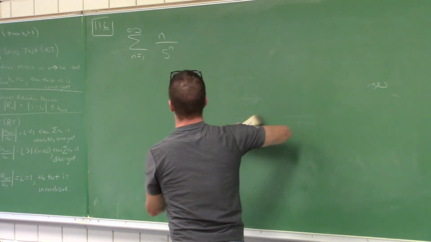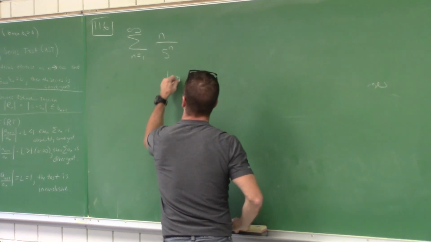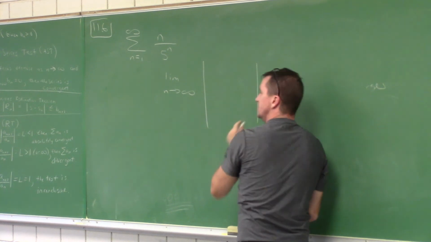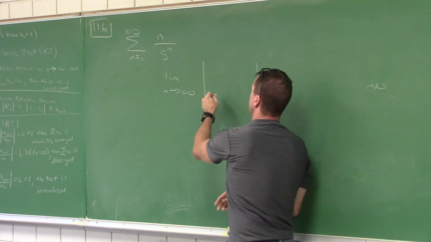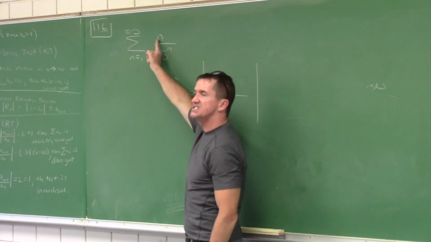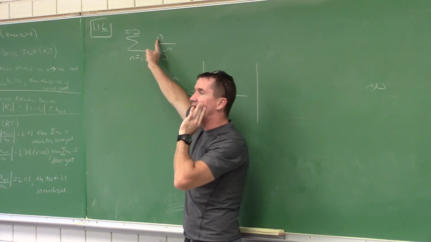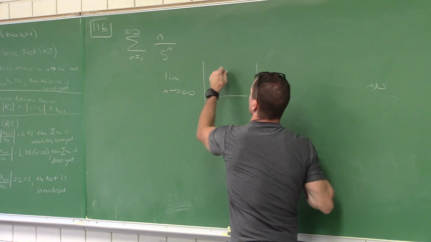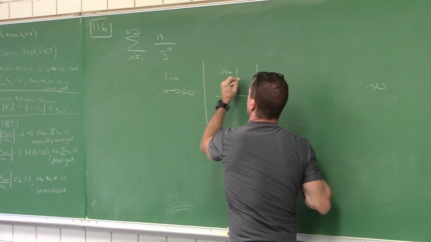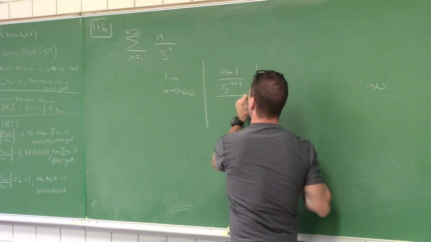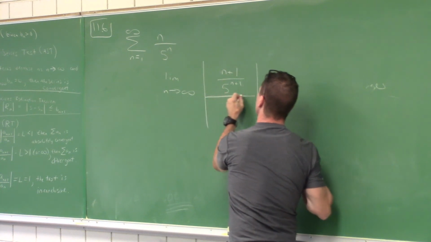So what we do is we start by taking a limit as n approaches infinity, put some absolute value bars, and you have to find a sub n plus 1. Do you know what I mean by a sub n plus 1? I need you to substitute. The word is substitute for n plus 1. So if you substitute n plus 1 there, what do you get? n plus 1 over 5 to the n plus 1, and I'll put a long fraction bar.